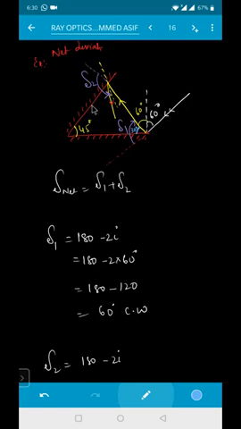If this is 30 degrees, this is 45, this is 60, then what will be this total angle? This total angle is 180. So this one is 45 plus 30. How much do you need to add so that it becomes 180? Can anyone tell me? 105. That will be equal to 180.